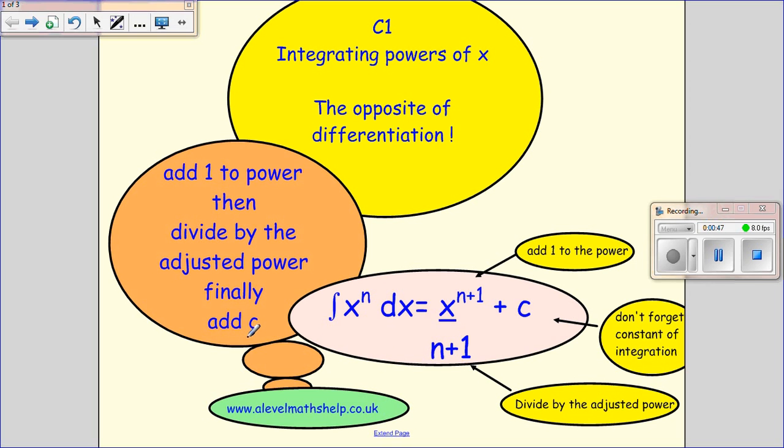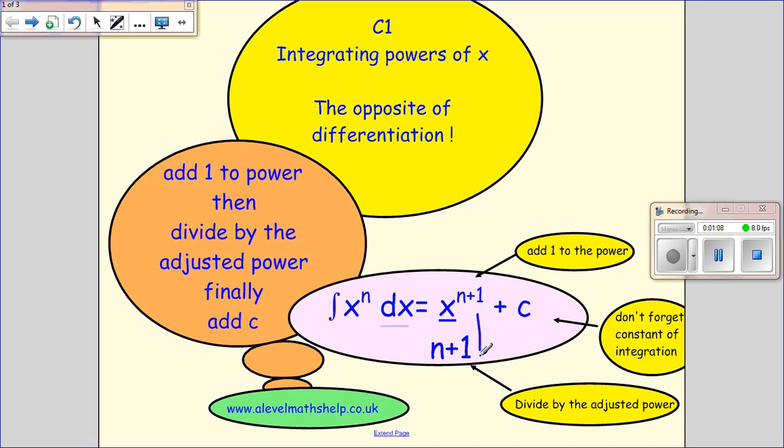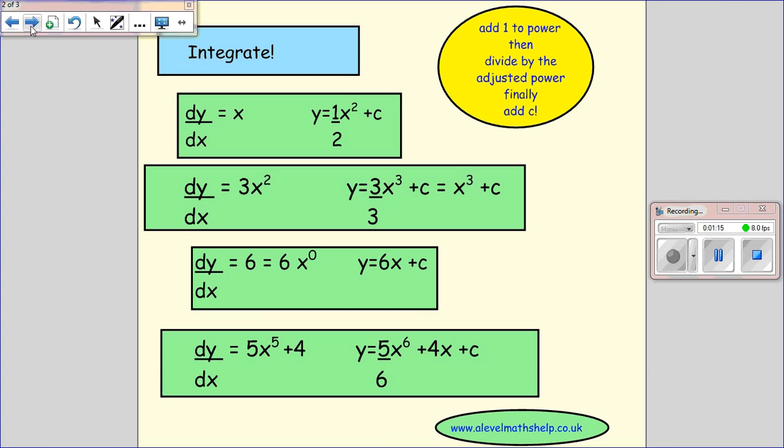We'll also move on to using the integration symbol, and this just means please integrate, that's what this here means, please integrate this function, whatever that function might be, with respect to dx. And when we integrate the powers of x, we add 1 to the power and then we divide by the adjusted power, so it's exactly the same, and then we add c. So here's just some quick questions we can work through.